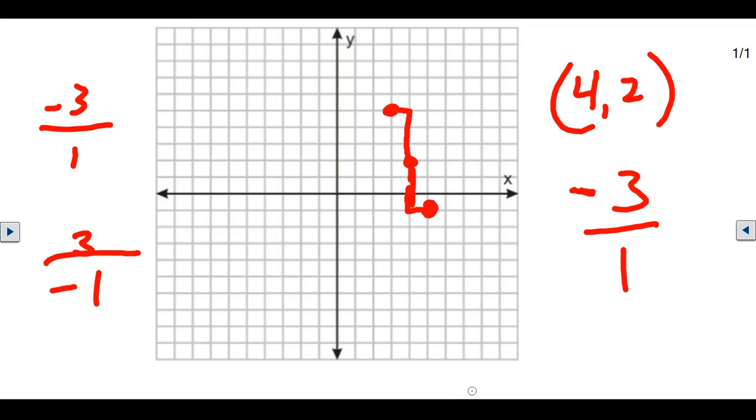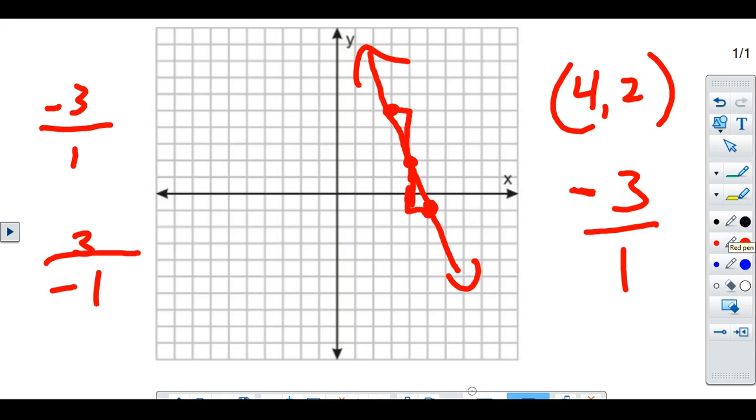Again, if one part of the fraction's negative, the whole thing is. But I've got those points there, and I would recommend doing at least 3 points. It's a lot easier to draw the line that way. There's your graph. So start with your point given, and then use your slope to find your next point.